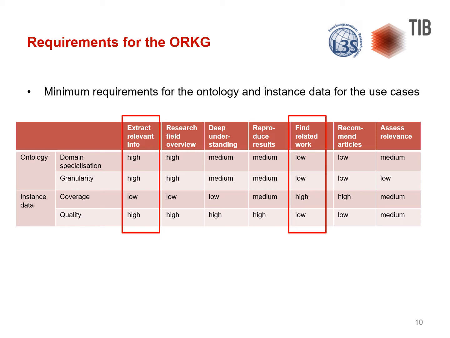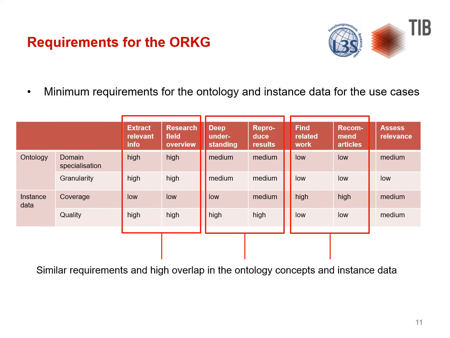On the other hand, when I extract certain information from a research paper, for instance the p-value, then the p-value must not be wrong. However, missing information in the knowledge graph may be acceptable for that use case. We also identified that some of the use cases have quite similar requirements and have a high overlap in the ontology concepts and the instance data. For instance, the use cases extract relevant information and get research field overview may benefit from one another.